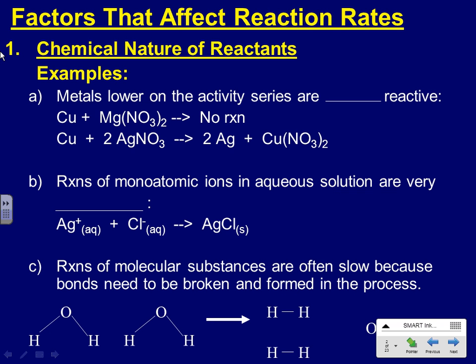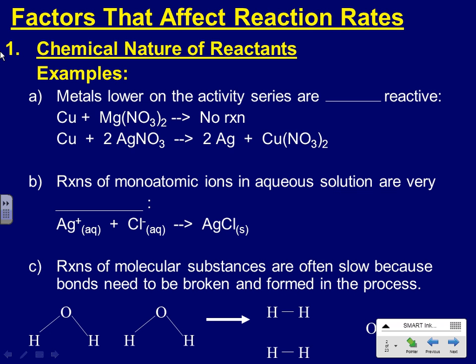So factors that affect reaction rates: the nature of the chemical reactants. That's the one that's kind of the most abstract. What the reactants are actually made of obviously determines the reaction rate. I've got some fill in the blanks here just to keep us occupied a little bit, and this is something I taught you in grade 11, right?